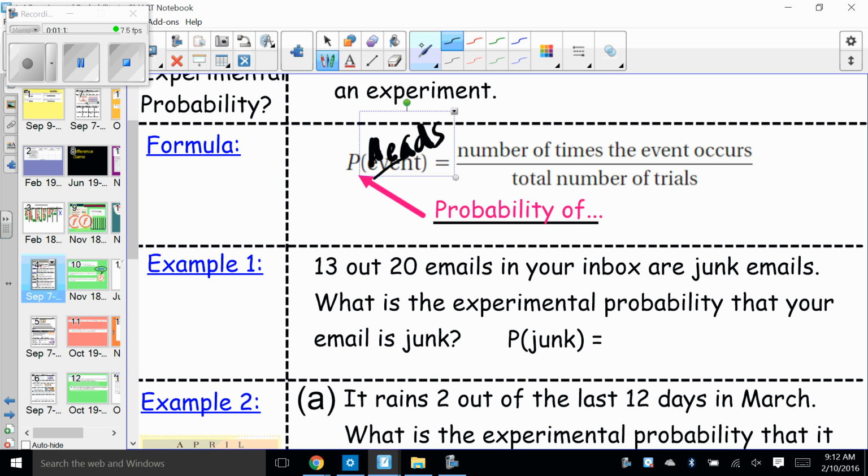You put the number of times the event occurs on top. So you just look at the results. Pretty simple. How many times did I get heads? Put that number on the top. And then in the denominator, we always put the total. And that's how we calculate the probability. Now we can turn that into a decimal and a percent, but really we just start in fraction form.